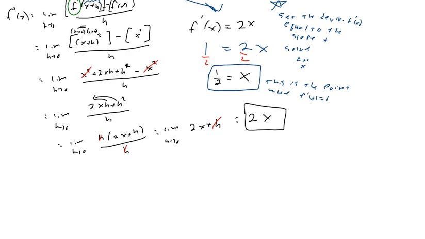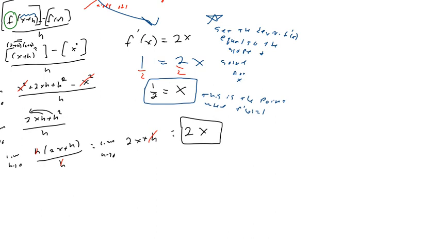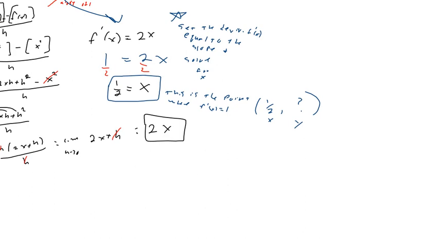Here's the next question. Okay, we have the x value, right? What's the y value? I have 1/2 comma what? This is the x value. What's the y value? How do we find the y value? Plug it in, Adrian? Yes. Plug it into what?